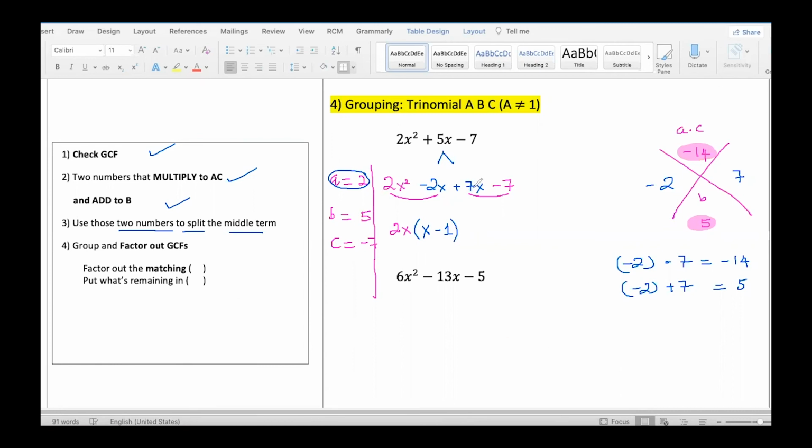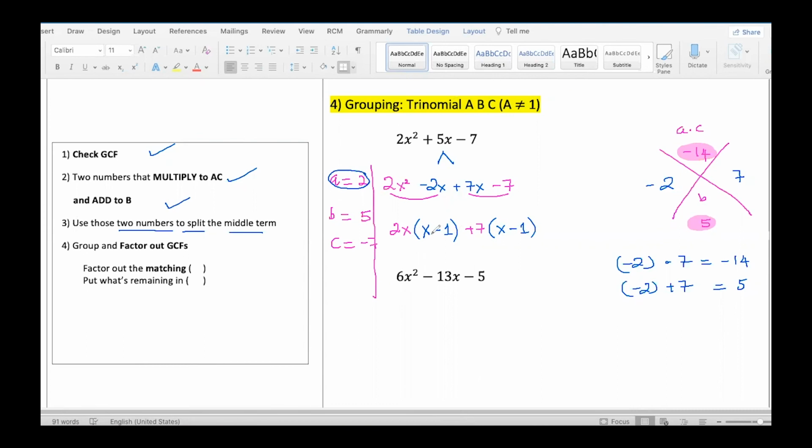Right here, our common factor, as you can see, is 7, because they both have 7. So we're going to take that 7 out. This is positive 7, and then we've got the parenthesis. 7 divided by 7 gives you x left, because it's 7x. Negative 7 divided by 7 gives us negative 1.